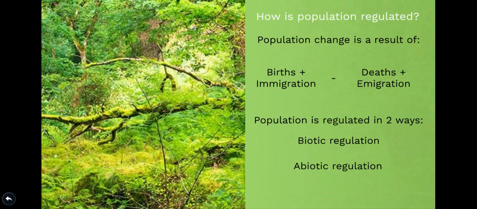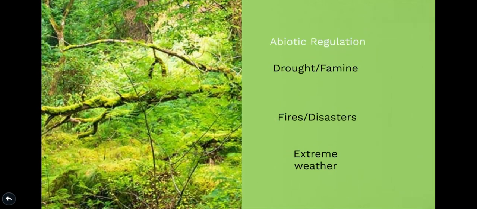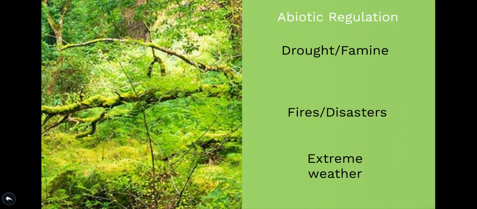Now, abiotic regulation is where abiotic factors impact upon population size. And there's three really good examples here. And what we need to realize is that these three don't discriminate. They don't necessarily pick off the weakest, although drought might do, famine might do, but they can kill indiscriminately within a population. So it doesn't really pick off the weak like the predators do. But drought and famine, where there's a lack of water and food.